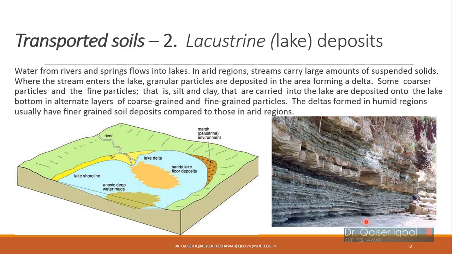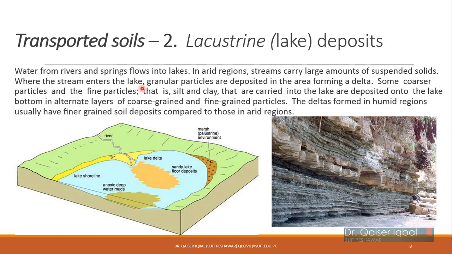Then second, lacustrine or lake deposits. Water from rivers and springs flows into the lakes. You have seen lakes in various regions. They are basically fed by the flow coming in from the nearby mountains. In arid regions, in the areas where you have less rainfall, the streams carry a large amount of suspended solids, that is, particles suspended within the water.